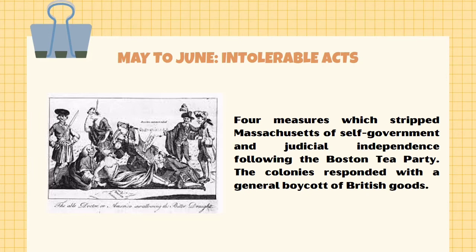The four acts were: first, the Boston Port Bill, which closed Boston Harbor; second, the Massachusetts Government Act, which replaced the elective local government with an appointive one and increased the powers of the military governor; third, the Administration of Justice Act, which allowed British officials charged with capital offenses to be tried in another colony or in England; and fourth, the Quartering Act, which permitted the requisition of unoccupied buildings to house British troops.